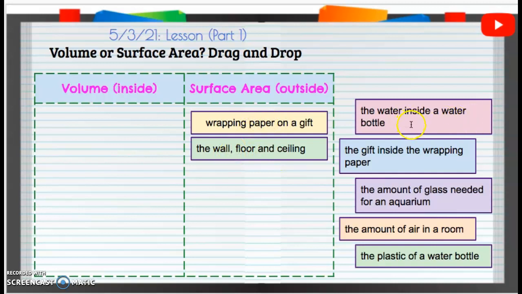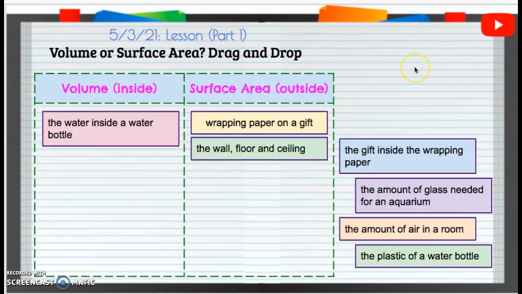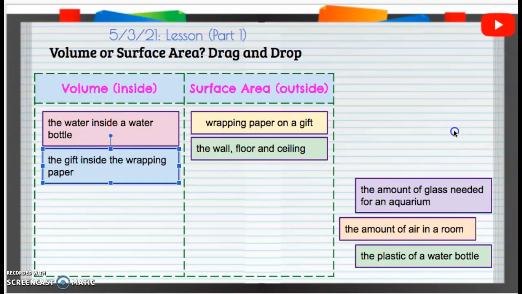The water inside of a water bottle. So everything inside is going to be volume. So that volume on the inside. The gift inside the wrapping paper. So the gift is going to take up the space inside.